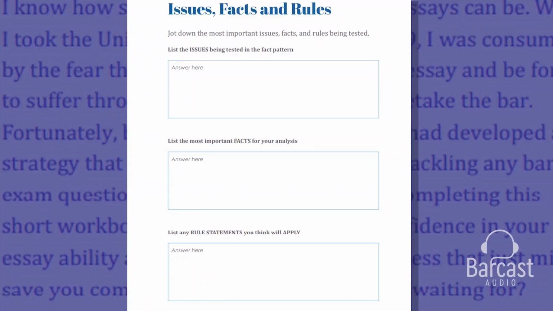So the next page is made explicitly for you to list the issues being tested in this fact pattern. I think it's really useful to do this because I want you to go through and say, okay, this is what's being tested, at least your gut reaction. Don't spend too much time on this because ultimately what really matters is the analysis. But you need to get really good at quickly jumping through these fact patterns and saying, ding, ding, ding, ding, this is what is being tested here.